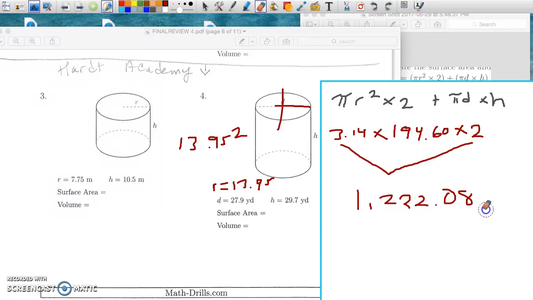There. Okay. And then I'm going to go ahead and do the second half of the formula, which is this one. I don't have enough room, so I'll do it down here. So I have pi, 3.14, times the diameter. Oh, look at that. It gave us the entire diameter, so we can just go ahead and plug that in. 27.9 times the height. The height, which is 29.7.